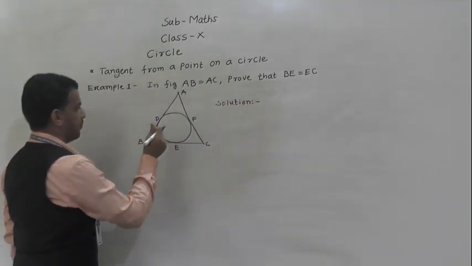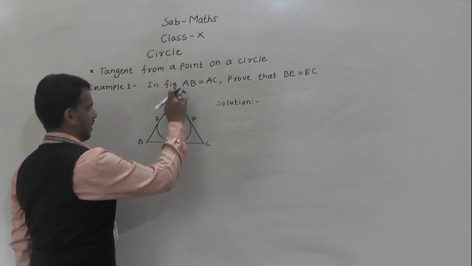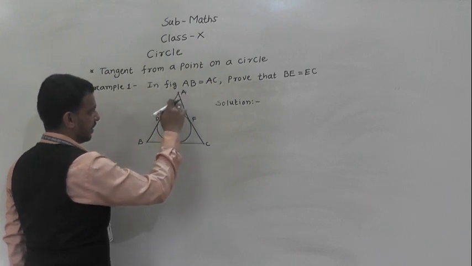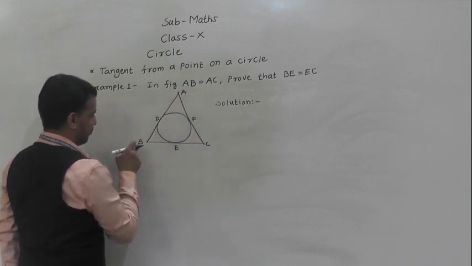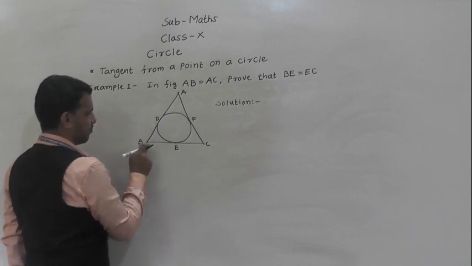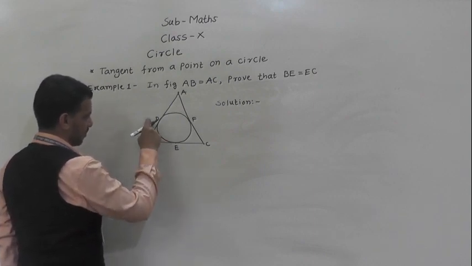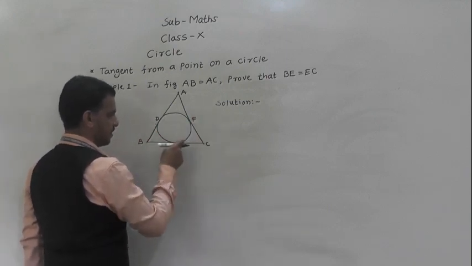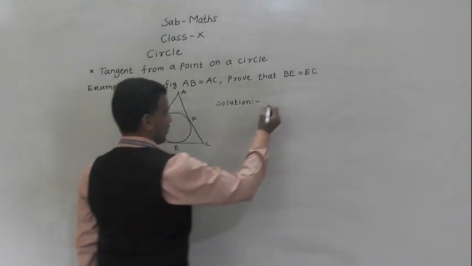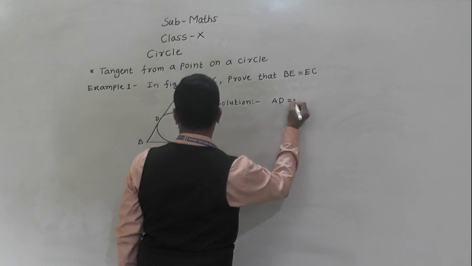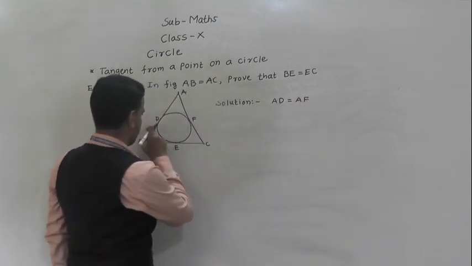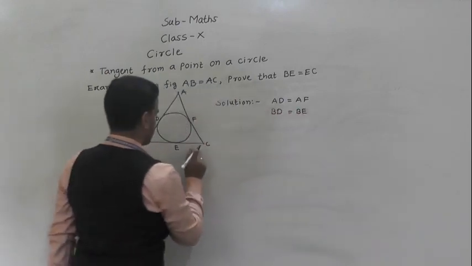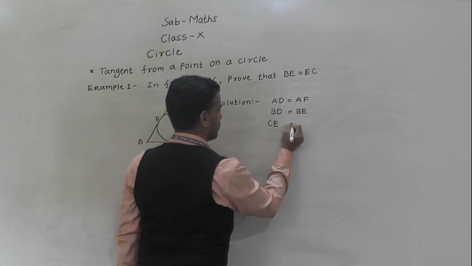Now here, if we consider A as an external point and AD and AF are tangents drawn from external point A, then AD and AF are equal. Similarly, B is an external point and BD and BE are two tangents drawn from an external point. So BD and BE are equal. Same here, CF and CE are equal. So we have to write first this. AD is equal to AF, then BD is equal to BE, and CE is equal to CF.